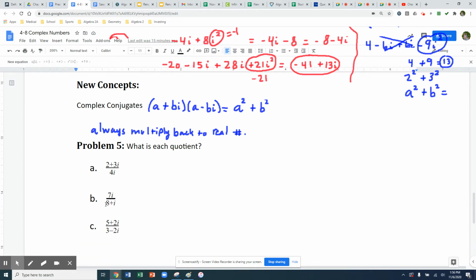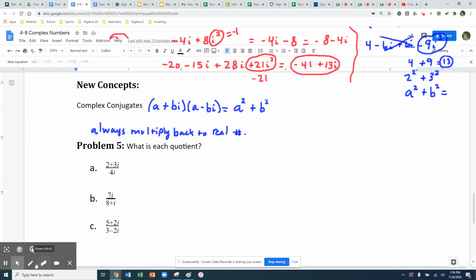So we'll use complex conjugates in B and C because those are binomials. Those are complex numbers. If we just have a pure imaginary number, we have other methods, thinking about how the i squared works and getting that back to a real number to be able to simplify this.